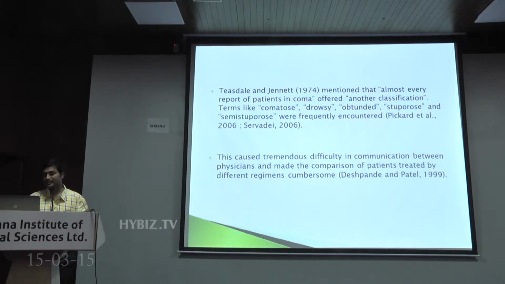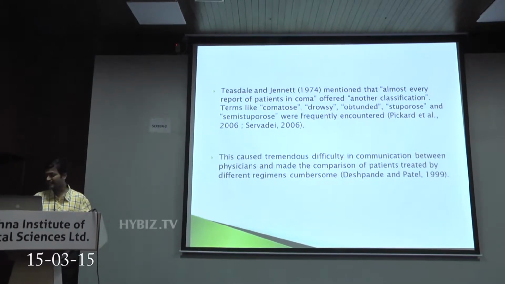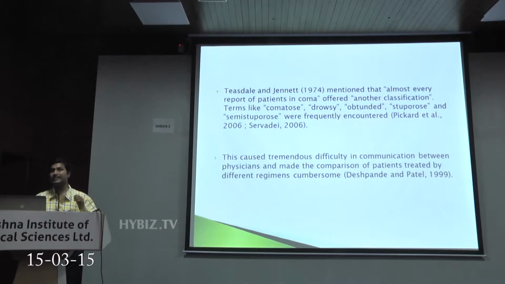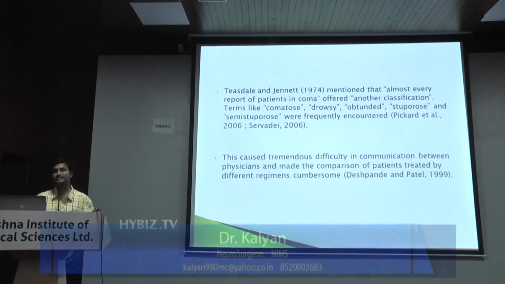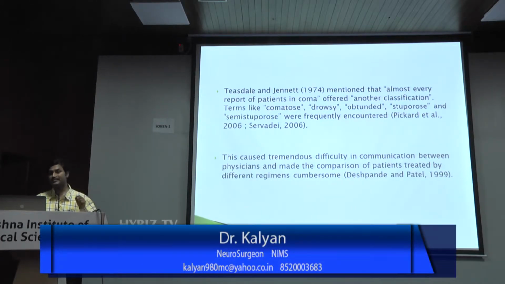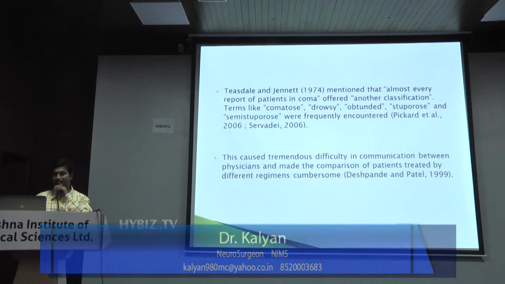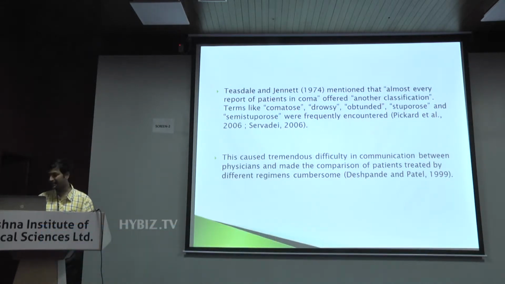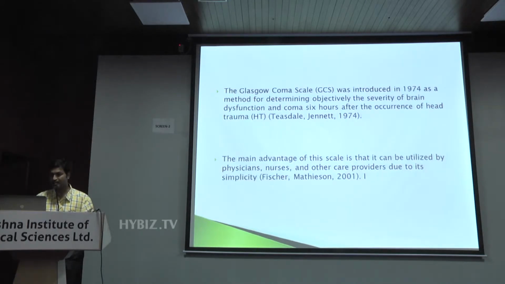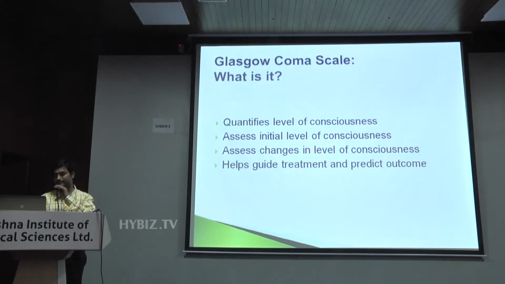So, Dr. Jennett has finally decided that we'll devise a scale which is objective enough and simplified so that it's very easy for people at every level of nursing care or healthcare to reproduce the scale. So in 1974, Dr. Jennett, who is a neurosurgeon, devised this scale, and the main advantage of this scale is it can be used by people with minimal knowledge in healthcare also.